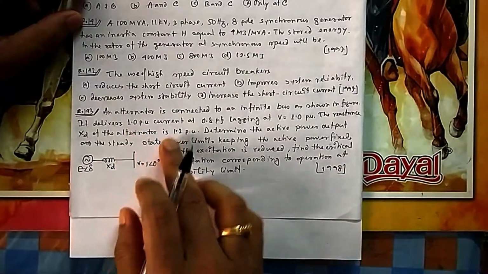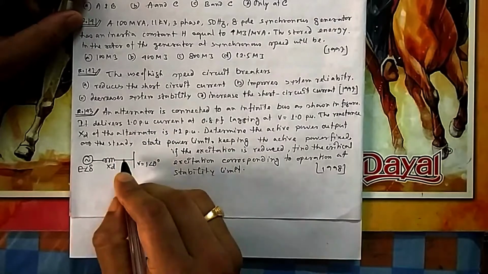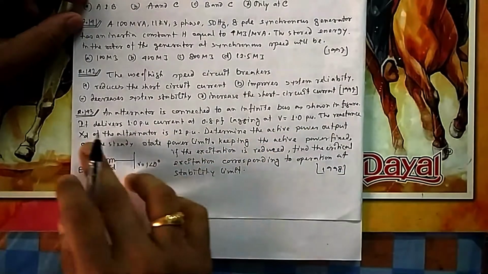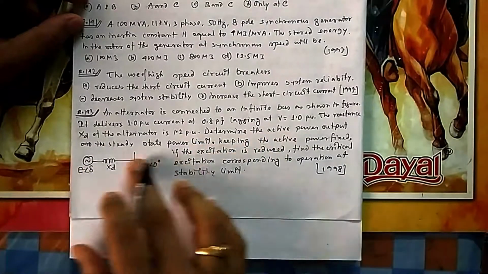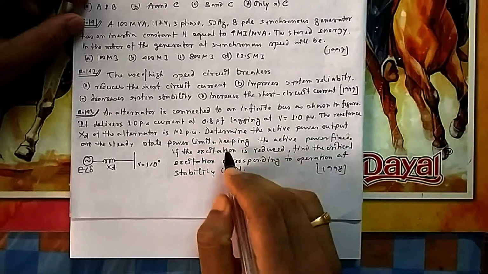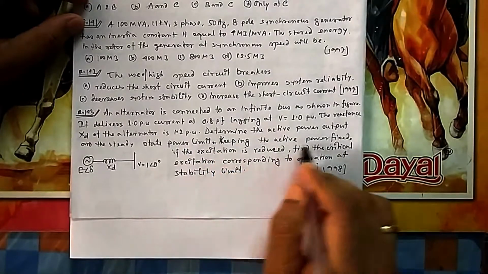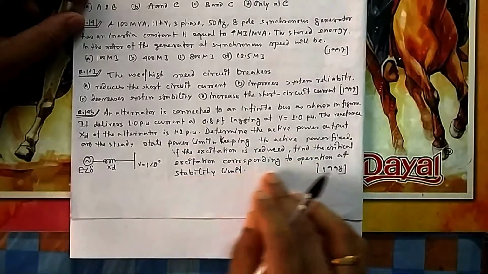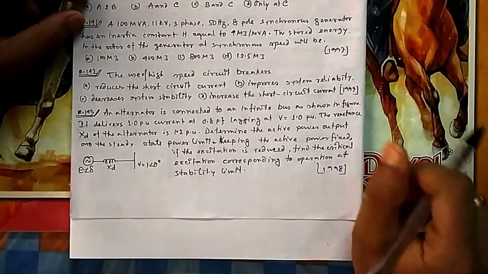Now if you come to 143, an alternator is connected to an infinite bus as shown in the figure. It delivers 1 per unit current at 0.8 lagging power factor. V is given, and the reactance is given. Determine the active power output and the steady state power limit. This one first, then next, keeping the active power fixed, if the excitation is reduced, find the critical excitation corresponding to the operation at stability limit.